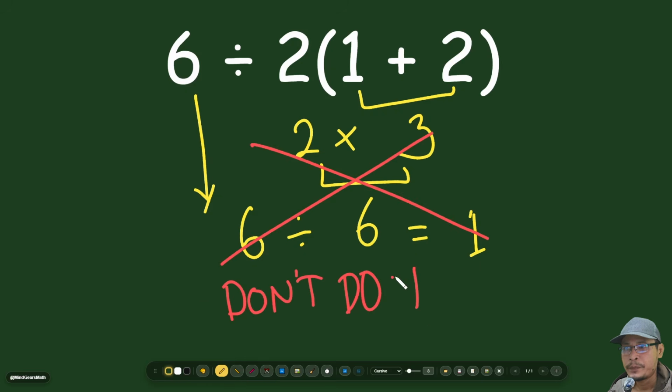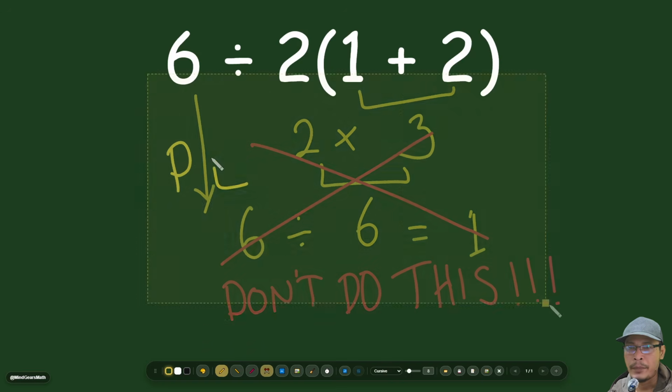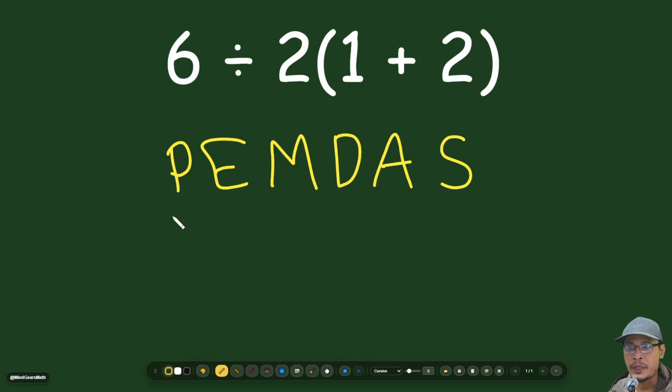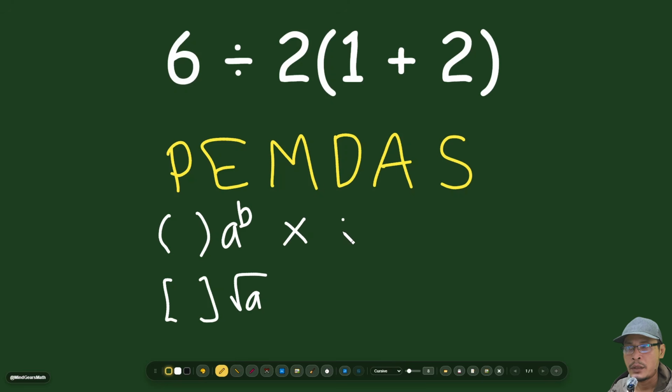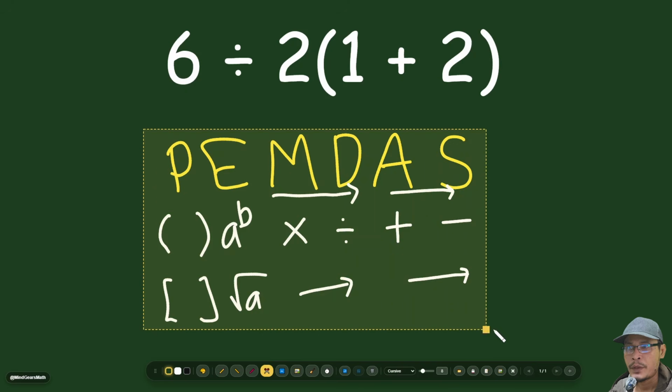Now the right way. PEMDAS, remember PEMDAS: P parenthesis, E exponent, M multiplication, D division, equal rank left to right, A addition, S subtraction, equal rank left to right.